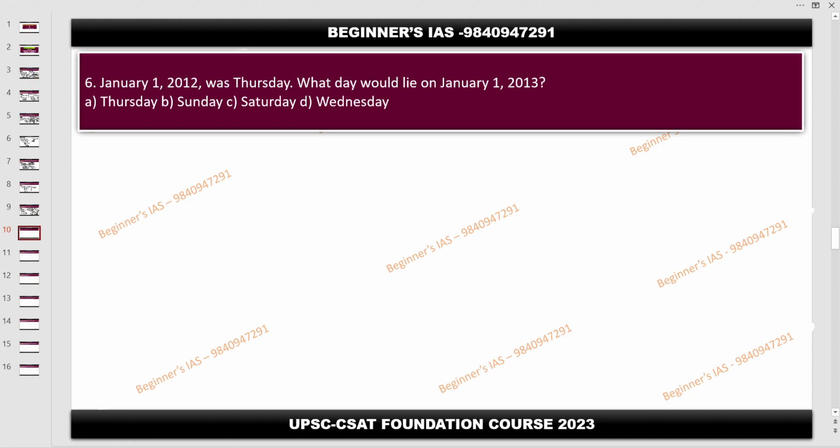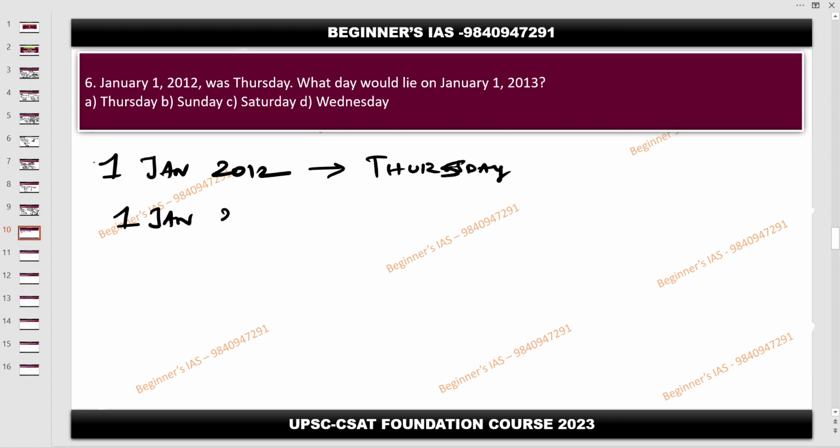So January 1st, 2012 is Thursday. Then January 1st, 2013. To solve this kind of problem, we need to find out the number of odd days. If you know the odd days concept, then it is easy.